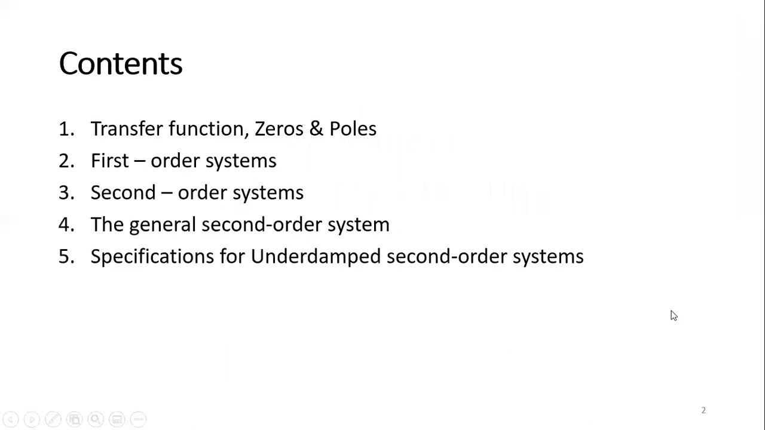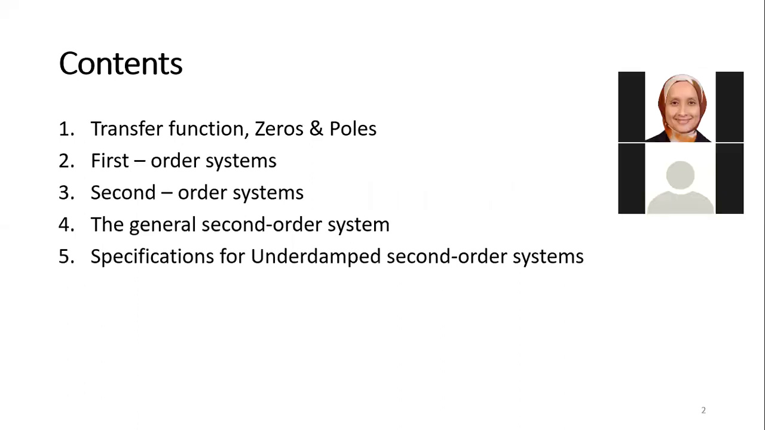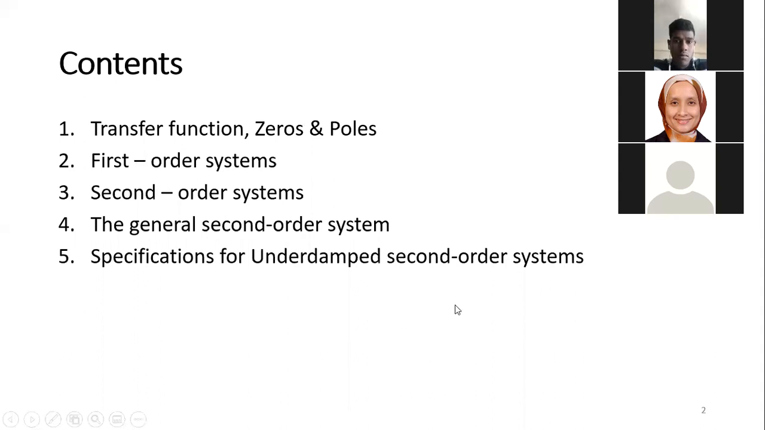So, there are five things that we're going to cover this time. The first is the transfer function: what is a transfer function, and how do we find the zeros and poles. Secondly, we're going to be exposed to the first order system, then the second order system, then the general second order system, and the specifications for the unknown second order system.